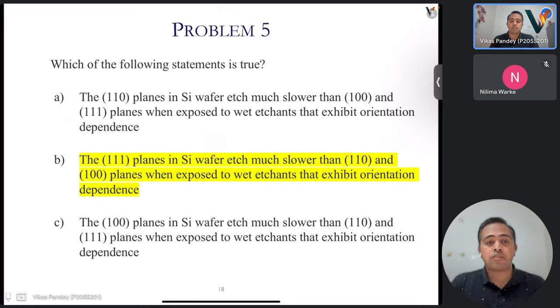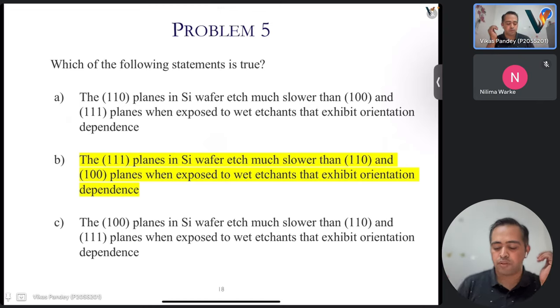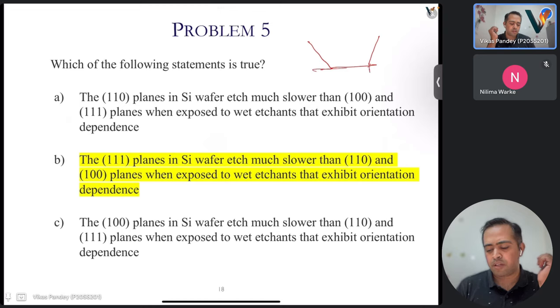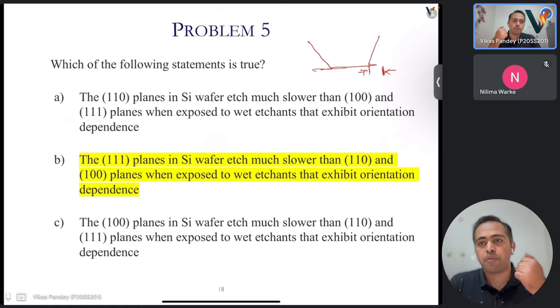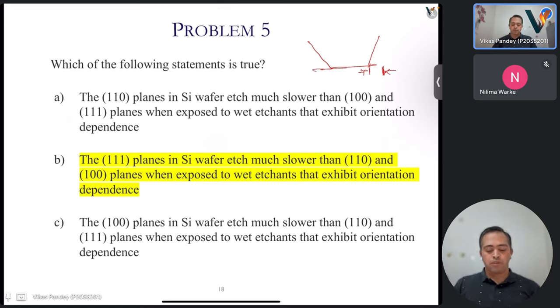So actually it is 111. The 111 plane in silicon wafer etches much slower than 110 or 100 plane. So the 111 plane will act as an etch stop plane. When the etching goes till the 111 plane, and once that is made, it will stop there. That is why you see that a slanted profile is formed while etching. In the previous to previous class, we found out the distance and the anisotropy of the wet etching. You can revise that.